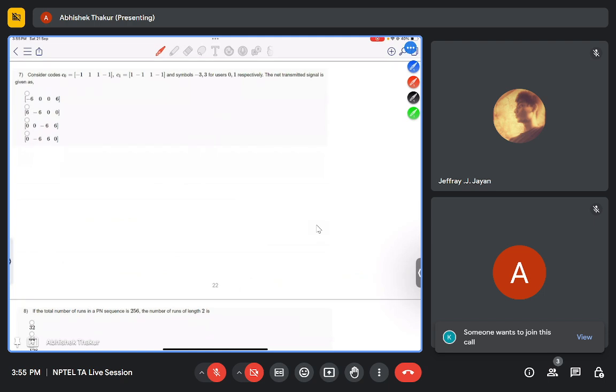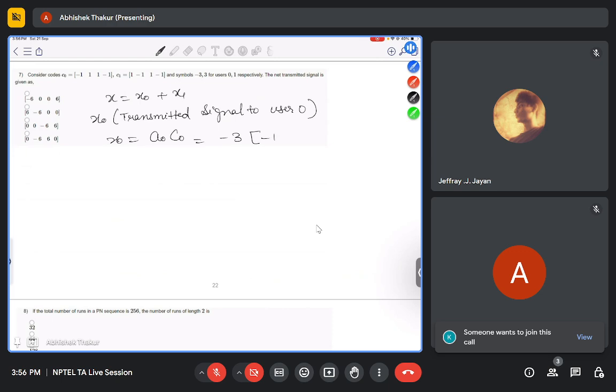Okay. So now moving on to question number 7. Consider the code C0, that is minus 1 1 1 minus 1, and C1 is 1 minus 1 1 minus 1, and the symbols minus 3, 3 for user 0 and 1 respectively. So the net transmitted signal is given as x0 plus x1. x0 is the transmitted signal to user 0, so x0 is equal to a0 into c0. That is minus 3 times minus 1 1 1 minus 1. So this will become 3, minus 3, minus 3 and 3.